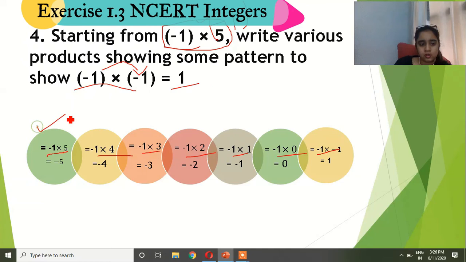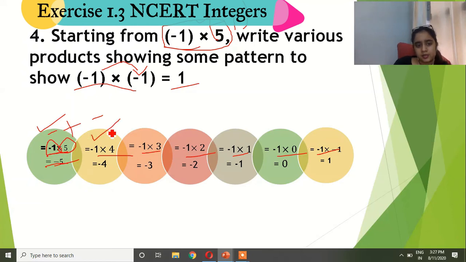So in the first step, we will multiply minus 1 by 5. Here it's very simple. If we multiply 5 by 1, we will get the answer 5. We have to apply the rule of multiplication, because here one number is negative, that is 1, and 5 is positive. If one number is negative and another is positive, the sign of the answer is negative. So our answer is minus 5, not plus 5.